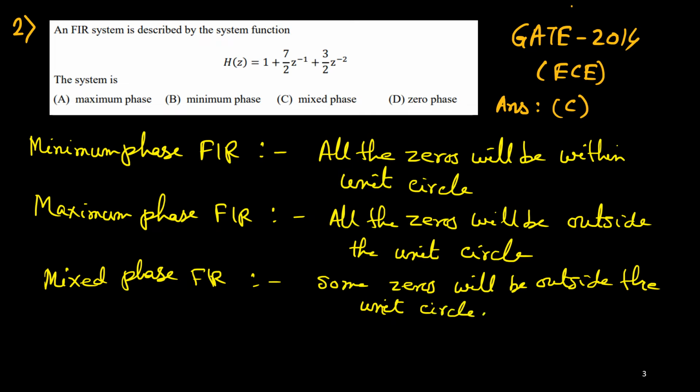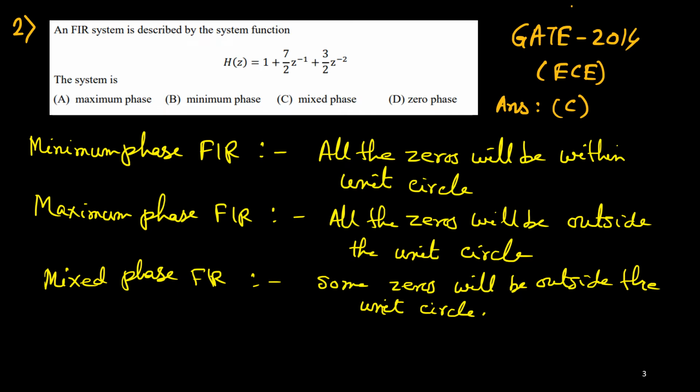Correct? And you see, as it is FIR, it is always stable. Zeros could be outside the unit circle, so stability is not hampered, because for FIR, all the poles will be at the center only. Okay, so we need to consider only the zeros here, whether they are within the unit circle or not.